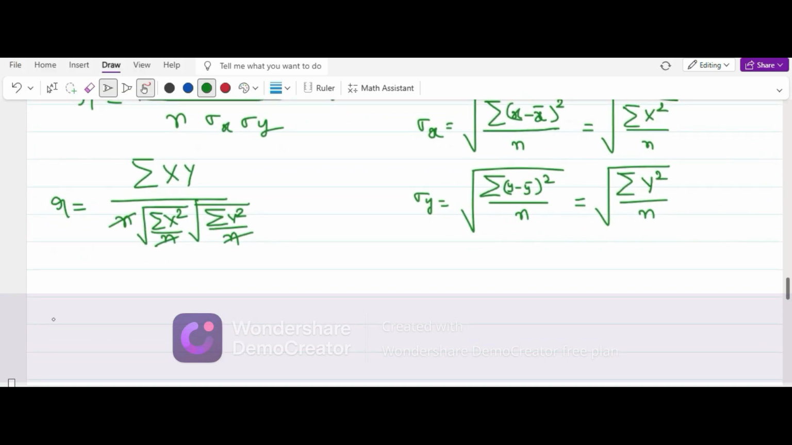So what is r now? r is the summation of x into y divided by the square root of summation x square and the square root of summation y square. So this is the formula for the coefficient of correlation.